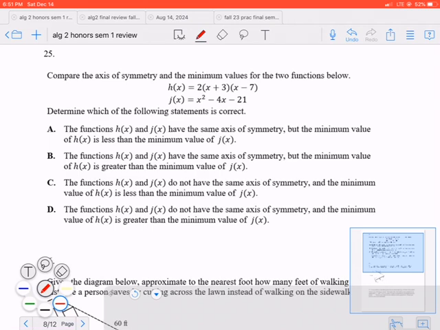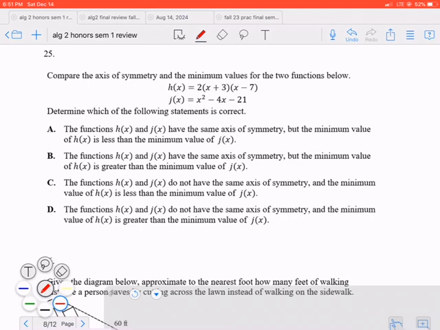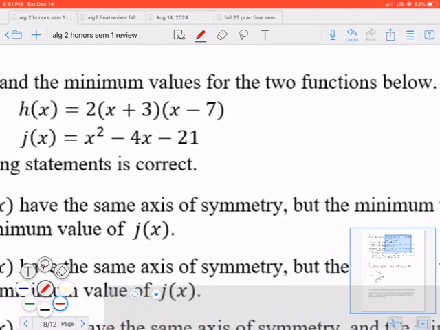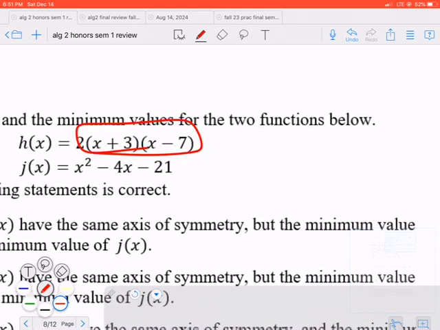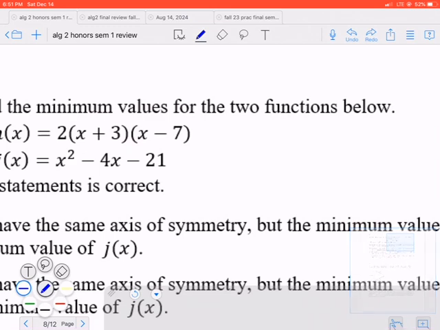Number 25, compare the axis of symmetry and the minimum values for these two functions. All right. The bottom one, j, is in standard form, and the first one is in factored form. I'm going to multiply that out so I can get it in standard form. I'll distribute the 2 last.